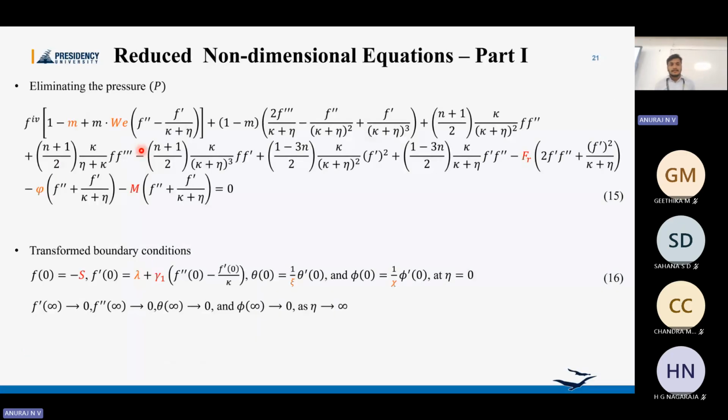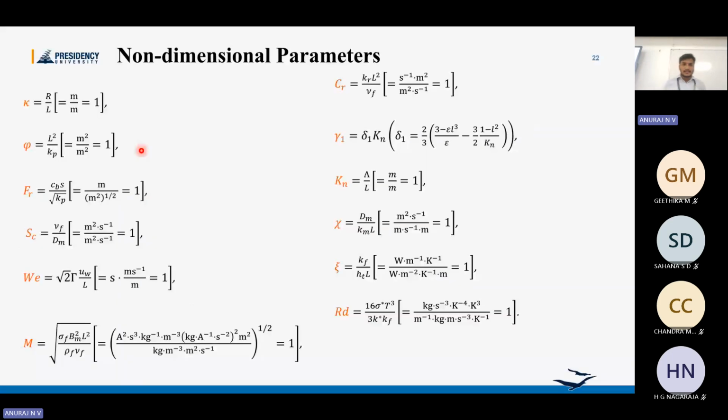like this. Where m is nothing but the power law index of the tangent hyperbolic fluid. W is nothing but the Weissenberg number. These are the non-dimensional parameters I mentioned here, and I also mentioned how the non-dimensionalization is done. We can see here, W is the Williamson number, Fr is the Forchheimer number, phi is the porosity parameter, M is the Hartmann number, CR is the chemical reaction rate constant, and gamma 1 is the slip parameter. Kn is the Knudsen number. These are the non-dimensional parameters.